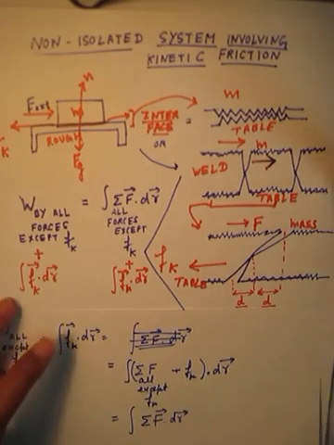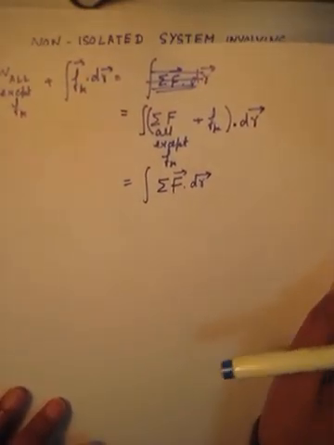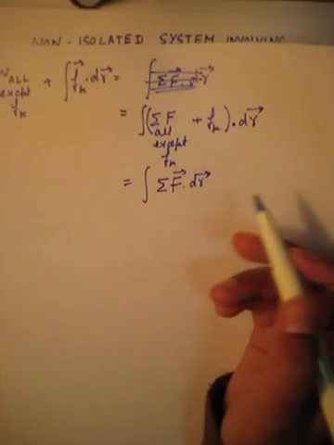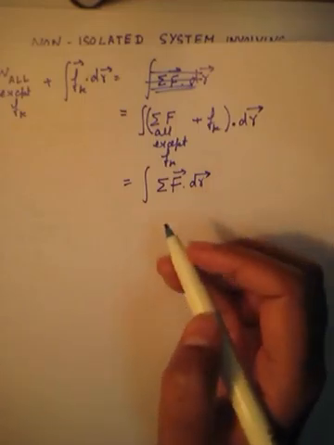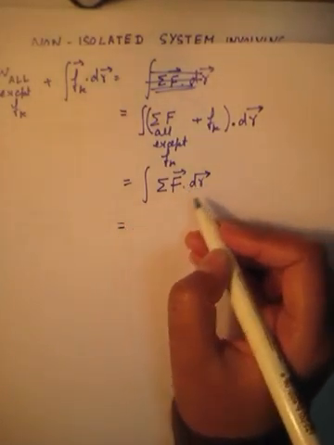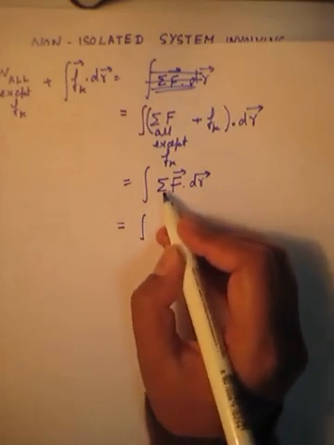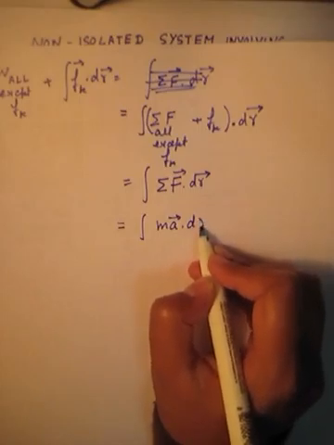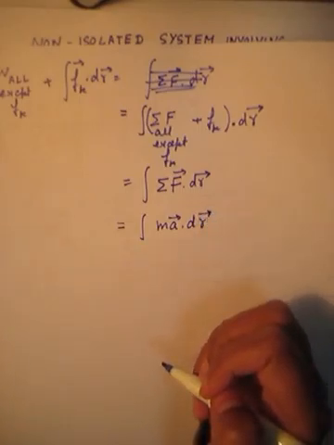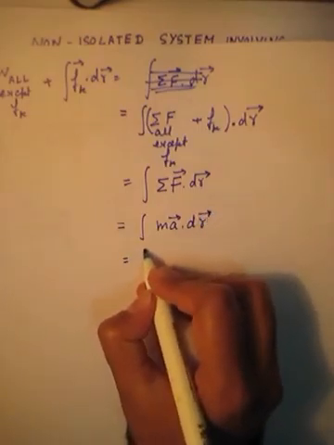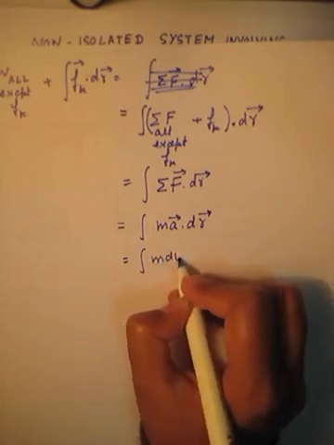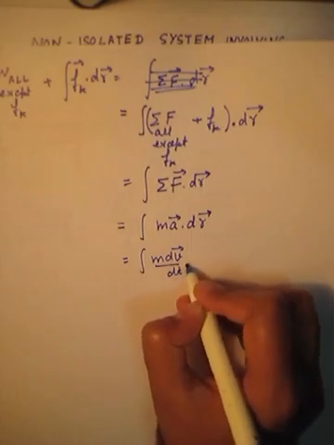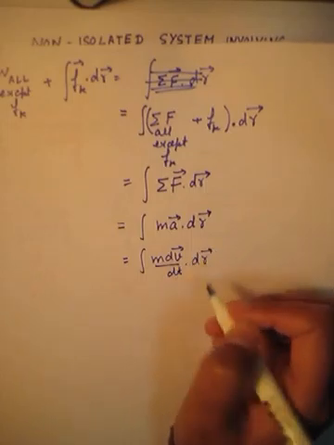dr vector. Okay. So now we have this equation. If we have many forces, there might be many forces, but the acceleration will be one. So by Newton's second law, we can say that all forces will give rise to one acceleration. So it will be m a vector dot dr vector. And what is a vector? It will be the derivative dv vector upon dt. So it will be m dv upon dt dot dr vector.